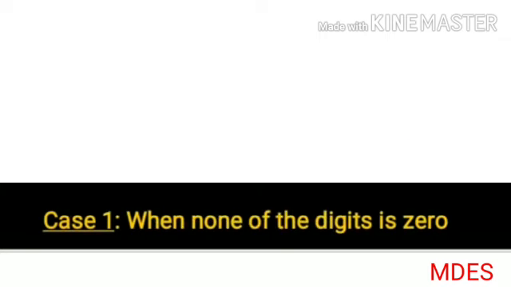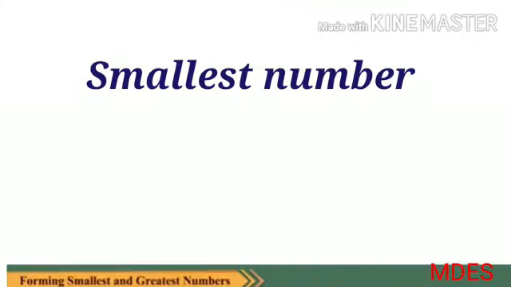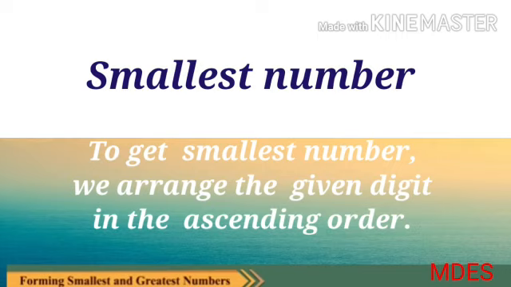The first case is when none of the digits is 0. To form the greatest number, arrange the given digits in descending order. For the smallest number, we arrange the given digits in ascending order.